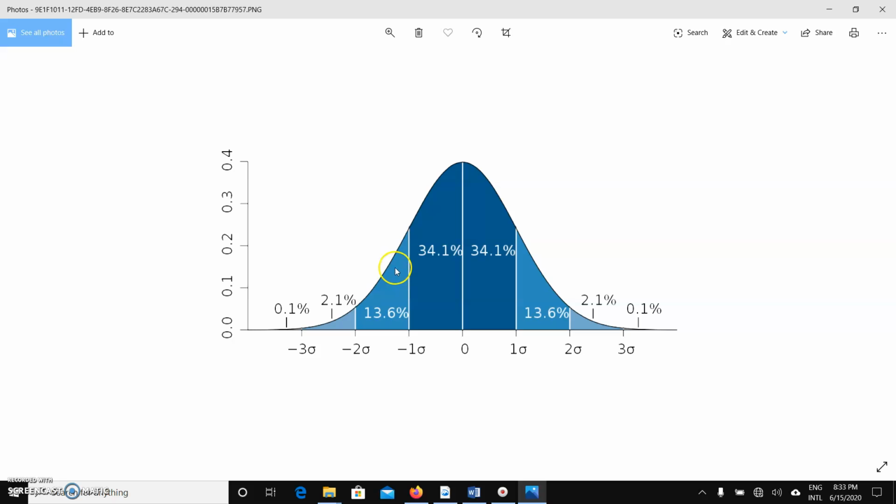But let me just show you the labeling. The next one is 13.6. For me, I use 14 for this side. And look at this side, 13.6, but for me, I use 14. And this next one is going to be labeled 2.1%, and this one 2.1. So what happens here must happen on the other side.